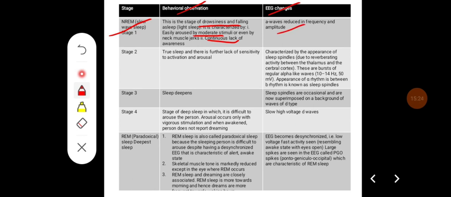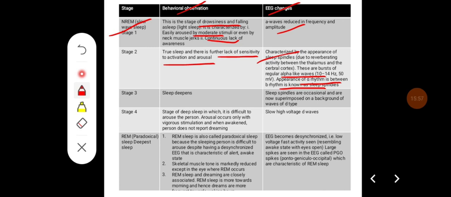In stage 2, it is true sleep and there is a further lack of sensitivity to activation and arousal. The EEG changes are characterized by the appearance of sleep spindles, which are due to the reverberating activity between the thalamus and cerebral cortex. These are bursts of regular alpha-like waves of 10 to 14 Hz and 50 microvolts, and the appearance of alpha rhythm in between beta rhythm is known as sleep spindles.